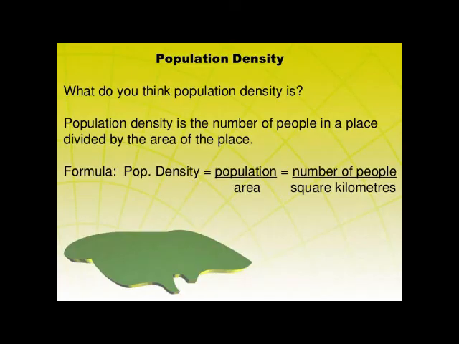Next we come to population density. Now the density of population can be defined as the ratio between the number of people to the size of land. Hence it is the number of people in a place divided by the area of the place. It is usually measured in persons per square kilometers, and the formula for density of population is population upon area.